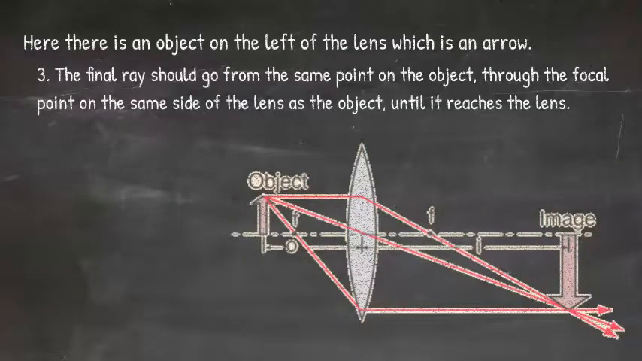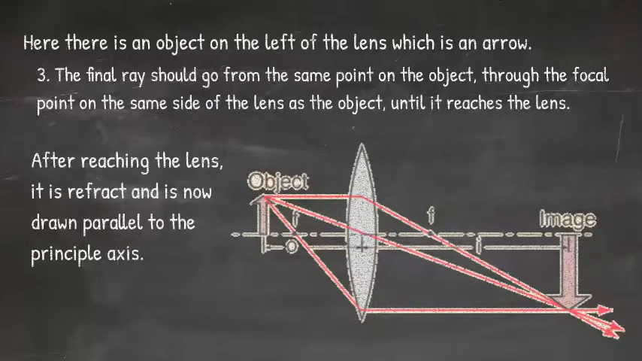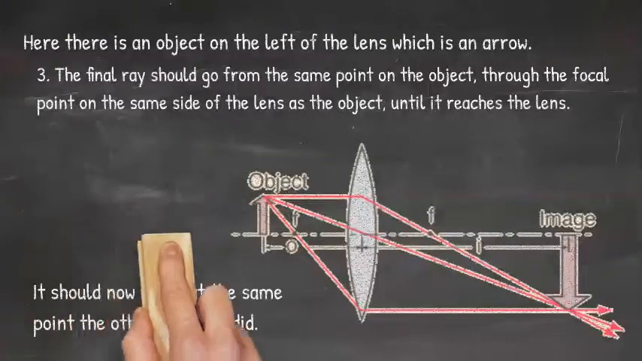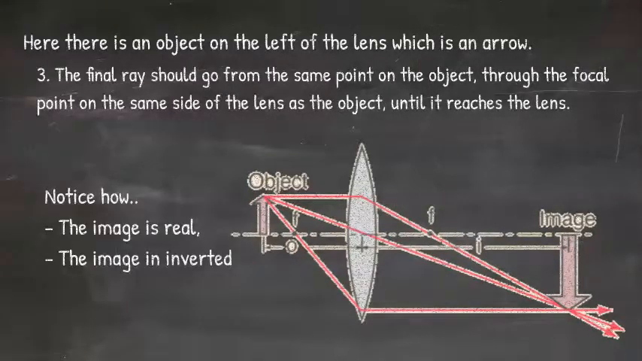The final ray should go from the same point on the object through the focal point on the same side of the lens as the object until it reaches the lens. After reaching the lens, it is refracted and is now drawn parallel to the principal axis. It should now cross at the same point the other two rays did. Notice how the image is real and the image is inverted.